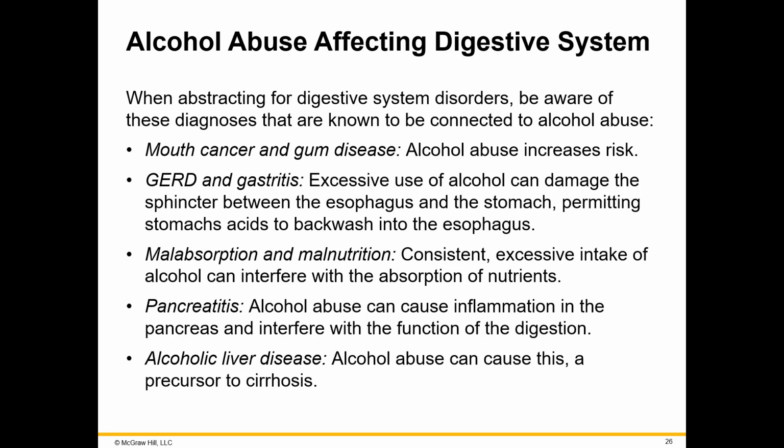GERD and gastritis. Excessive use of alcohol can damage the sphincter between the esophagus and the stomach, permitting stomach acids to backwash into the esophagus. Malabsorption and malnutrition, consistent with excessive intake of alcohol, can interfere with the absorption of nutrients. Pancreatitis. Alcohol abuse can cause inflammation in the pancreas and interfere with the function of the digestion. Alcoholic liver disease. Alcohol abuse can cause this, a precursor to cirrhosis.